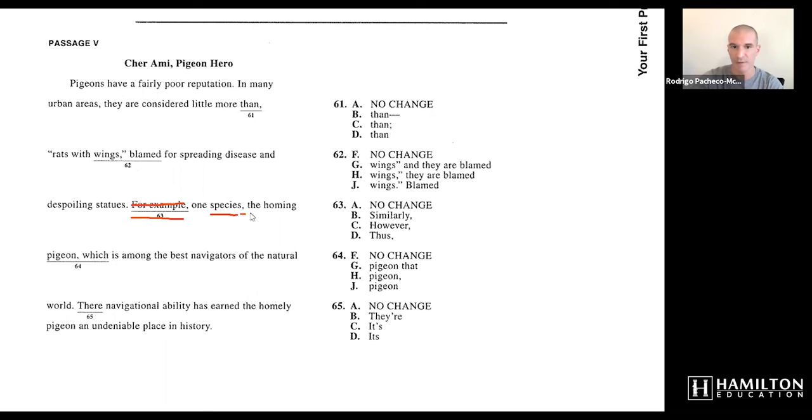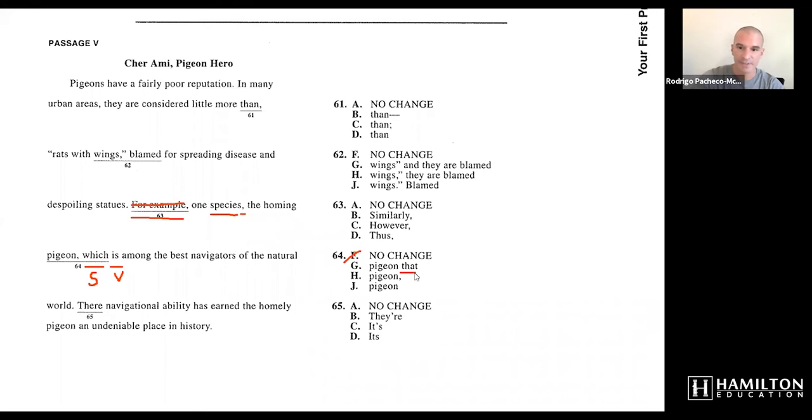Then what we see is a comma. This suggests that what comes next are non-essential elements. So with F, no change, what we have here is which, a relative pronoun, and it is followed by a verb. That means that we have a dependent clause. This is a relative dependent clause because it's formed with a relative pronoun. So this would mean that with F no change, we have one dependent clause, and we know that that can't stand on its own as a sentence.